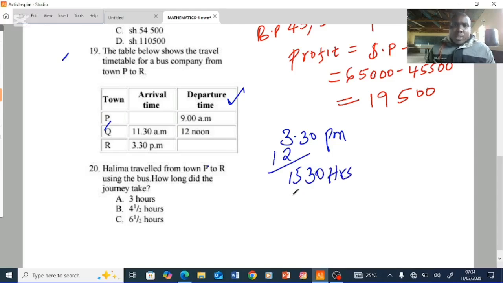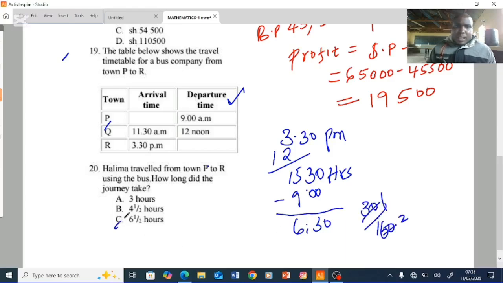Now you can subtract the time she started, which is exactly 9. So this is 30. 15 minus 9, that is 6. So the journey took 6 hours and 30 minutes. 30 minutes is the same as half an hour if you divide it by 60. So it is 6 hours and half an hour.